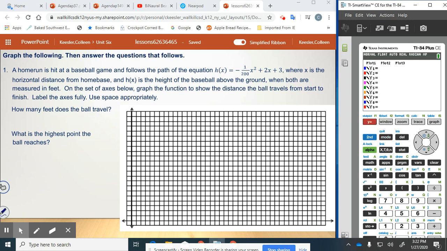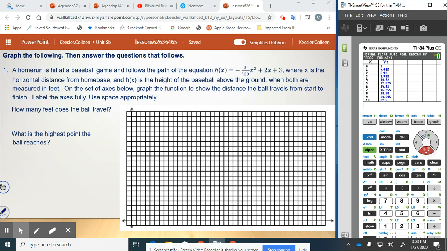So let's pull up the table. We have y equals, again, negative 1/200th, which could be 1 divided by 200. Close the parentheses, x squared plus 2x plus 3. Pull up the table, and we see lots of decimal values here. So we have to really do a lot of estimating and take our time when we're graphing this.